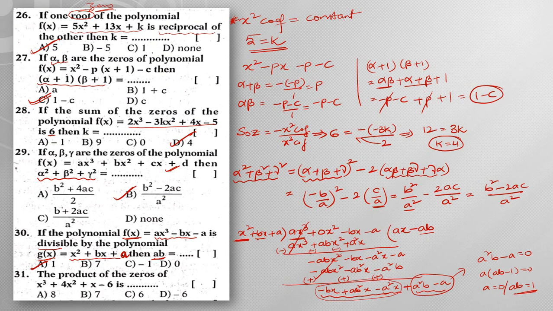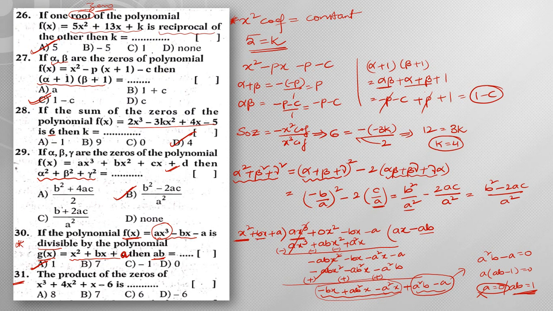Next, a cannot be 0 because a is the x cube coefficient, so the only possibility we have is a into b is equal to 1. This is also one of the higher order questions, so it takes time to solve, right? Next, moving on to question number 31, the product of zeros of this cubic polynomial.